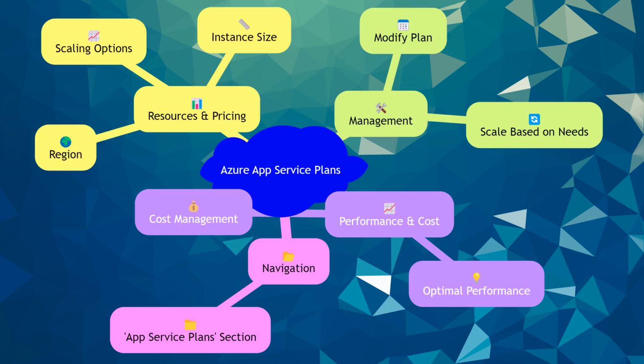App Service plans determine the resources and pricing for your Azure App Service. When creating an app service, you select an app service plan that defines the region, instance size, and scaling options. You can manage and scale your app service plan based on your application's needs. Navigate to the App Service Plans section to view and modify your plan, ensuring optimal performance and cost management.